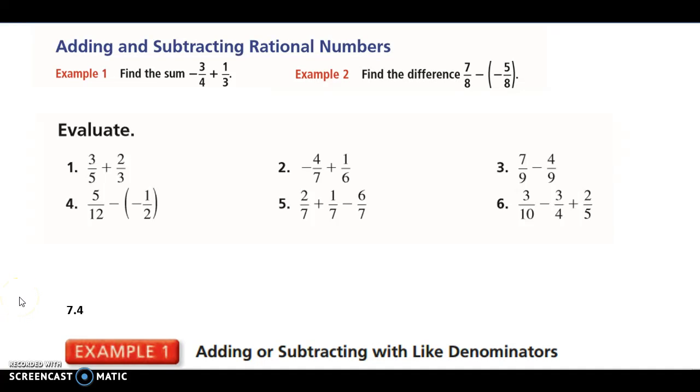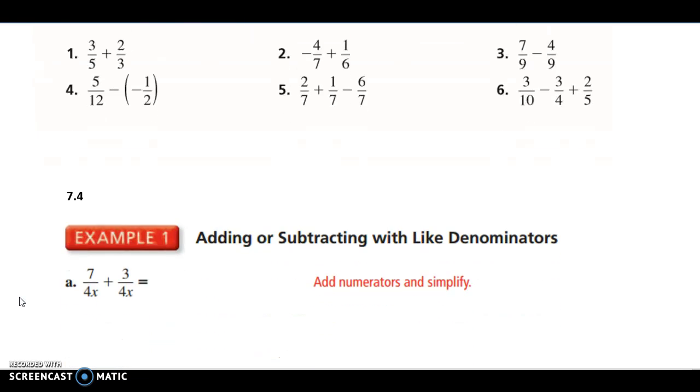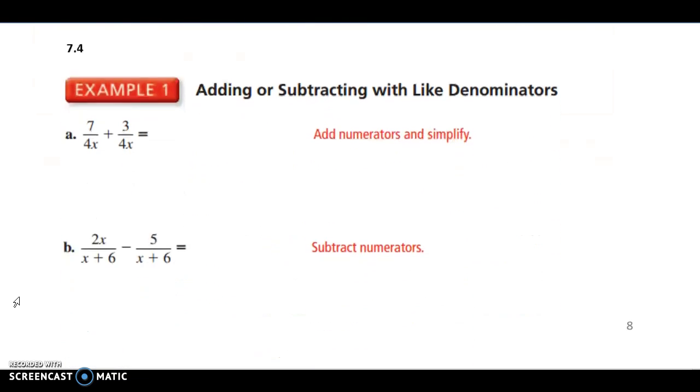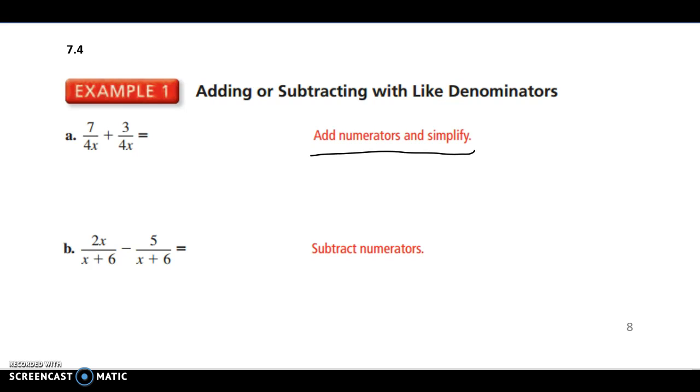Go to page 8 in your packet, and we should have already gone over evaluating and adding and subtracting rational numbers. Looking at example 1, we're going to add or subtract with like denominators. For part A, it says to add the numerators and simplify. So we're just going to take 7 plus 3 over 4x. Because my denominators are the same, I keep it the same. And that's going to be 10 over 4x.